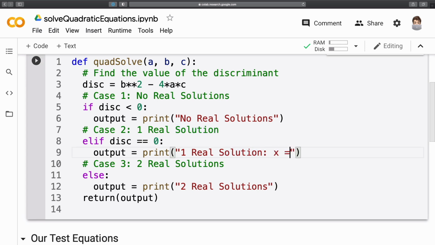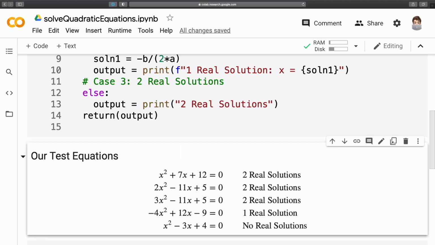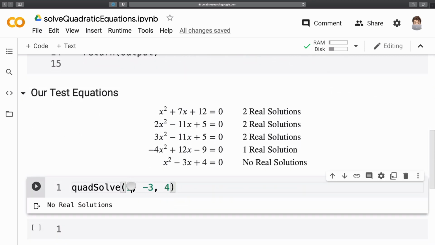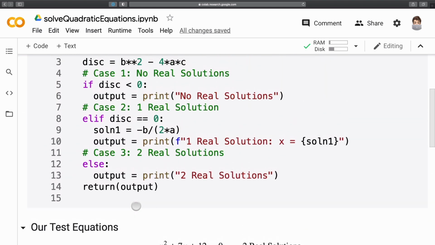But if it's equal to 0, I actually want to print out that solution as solution 1. And in the curly braces is the value solution 1, and this is called an f string. So when it prints out this string, it's going to replace solution 1 with the value of -b over 2a. So let's give this a try. So do we have a one real solution equation? Yep. So let's change the parameters to -4, 12, and -9 as the arguments of our function. One real solution, x is equal to, what was that, 1.5?